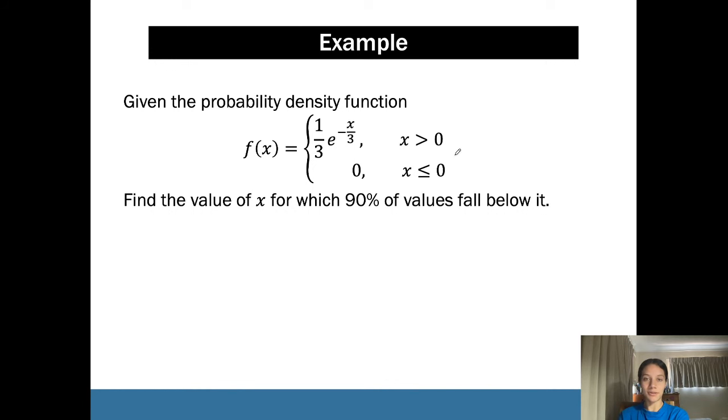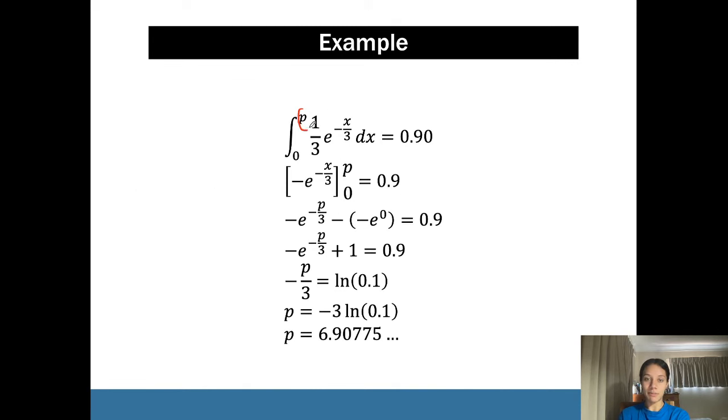Here's an example of that in action. Given the following probability density function, find the value of x for which 90% of values fall below it. What we're trying to find is p, and we set it to 0.9. So we integrate and keep p as a variable. We're going to have to use some logs to rearrange and get p on its own. The main thing is that you substitute in p as what we want to find, and you keep going with the integral. It might look a bit scary because you have minus p over 3 as a power, but if you take it step by step with your rearranging, you should end up with p equals 6.9.